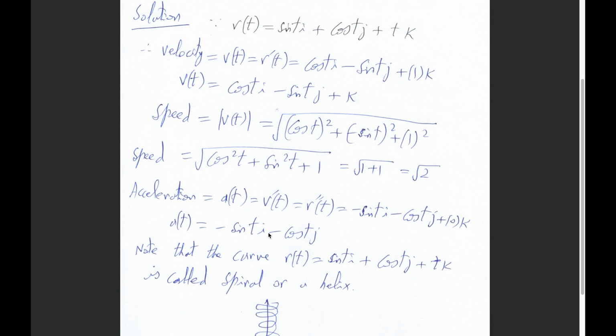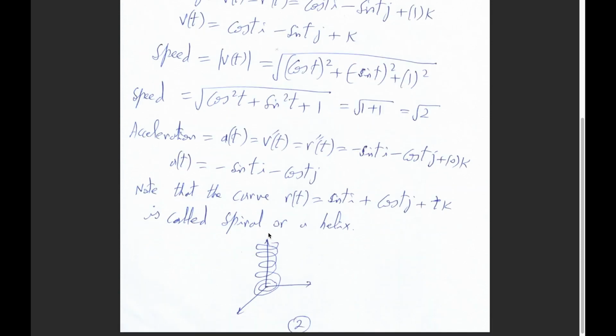Now here, this is very interesting. Note that this curve r(t), which was sin t i plus cos t j plus t k, this was our question, is a very special curve, and that curve is called a spiral curve or helix. You know, spiral binding. If you have seen a notebook, or if you go to the photocopy shop, you can ask the photocopy person that you need spiral binding. So this curve actually represents a spiral. Its shape is like this. So you can see this spiral.